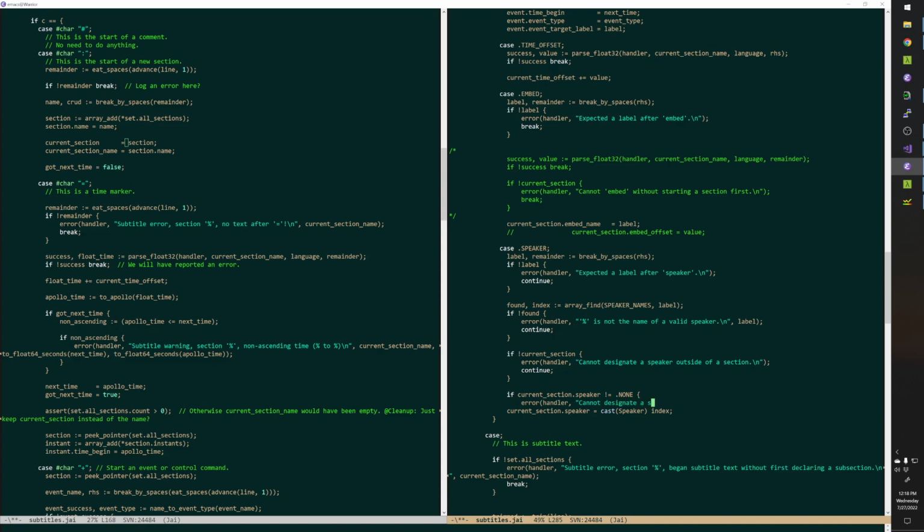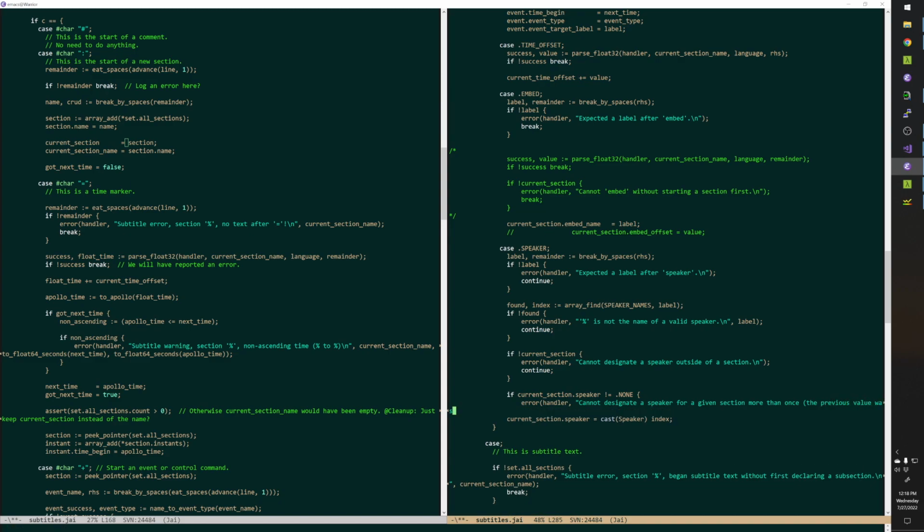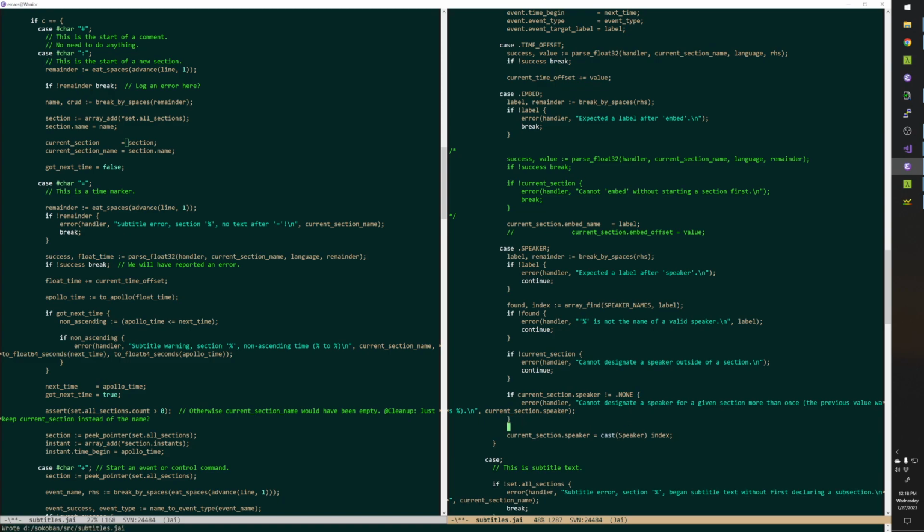Cannot designate a speaker for a given section more than once. The previous value was whatever. See, anything you can do like this to anticipate common problems that will happen. Technically you could put speaker in twice and we parse the file fine, but it's a mistake people will make, and then tracking it down will take longer. So you just find that stuff, right?